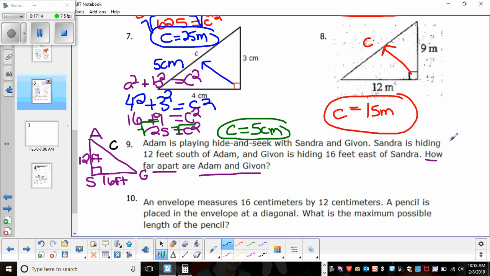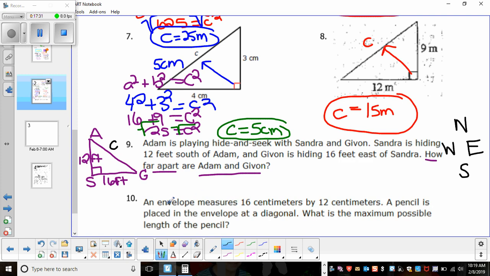So if you were having trouble with the east and the south, think back to a compass, north, south, west, and east to help you figure out where these children are standing. Okay, so back to the question. How far apart are Adam and Javon?